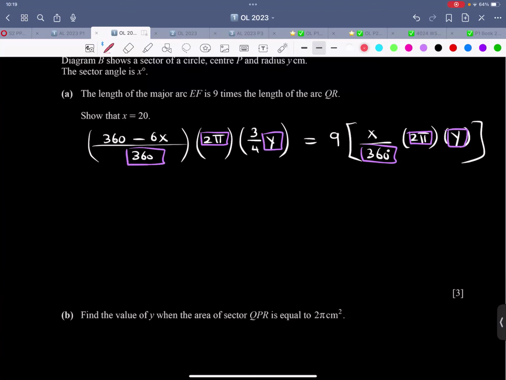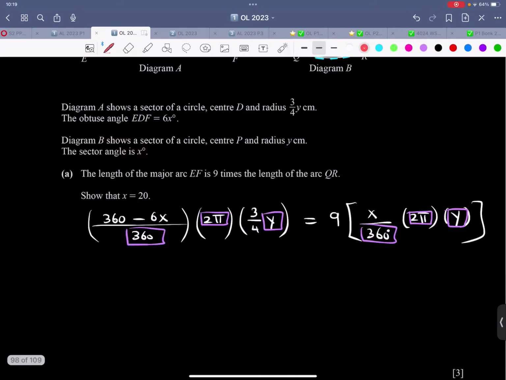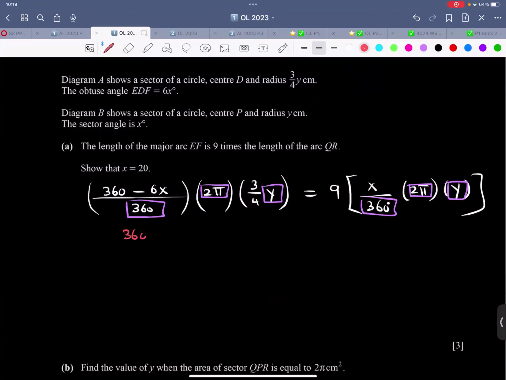So what am I left with on the left-hand side? On the left-hand side, I'm left with (360 minus 6x) into 3 over 4. And on the right-hand side, we have a 9 and we have a y. Actually, the y is gone. So it's 9 and x.